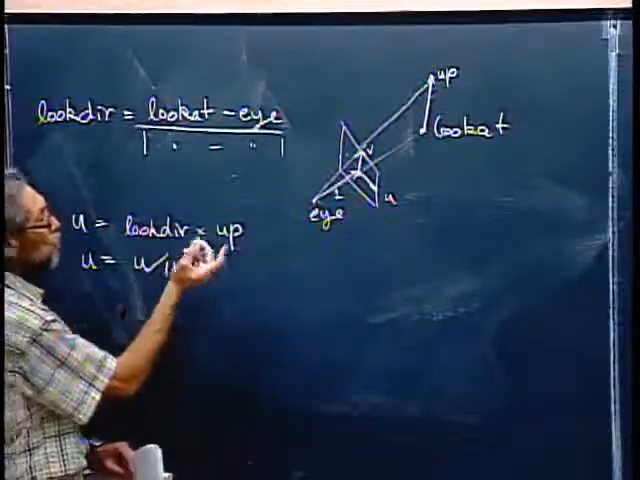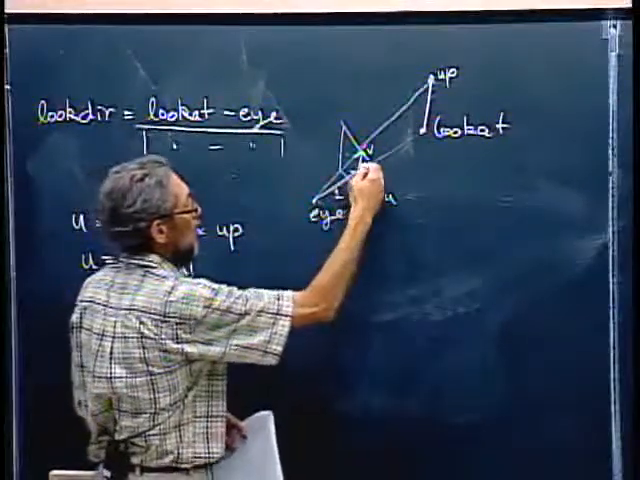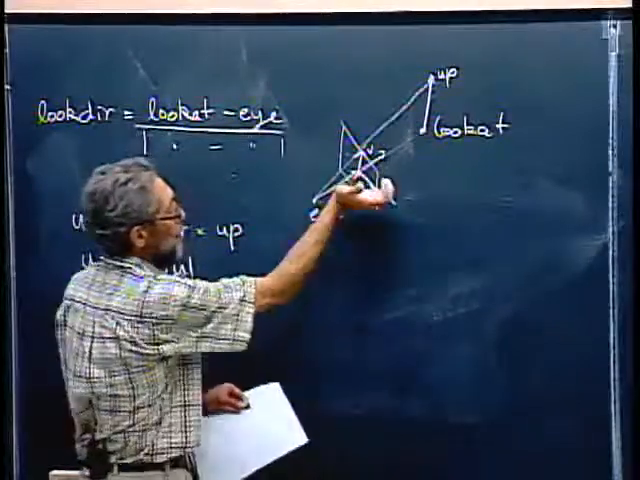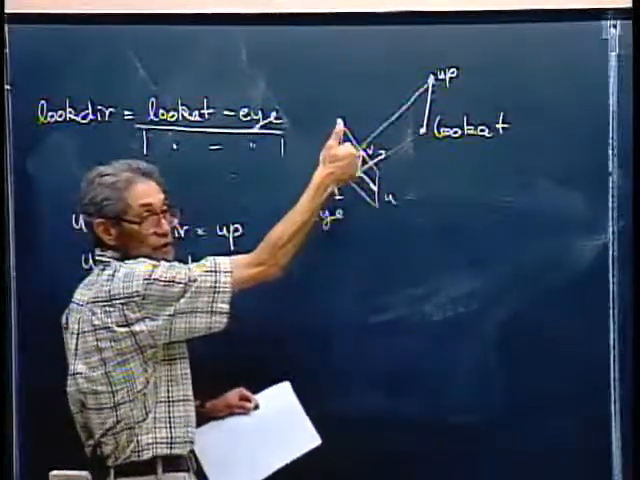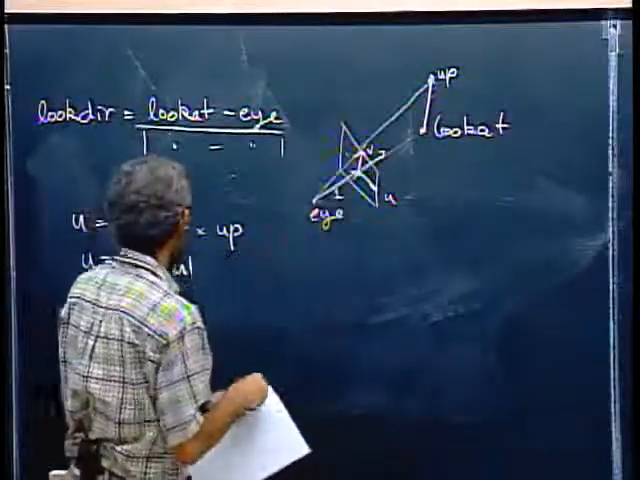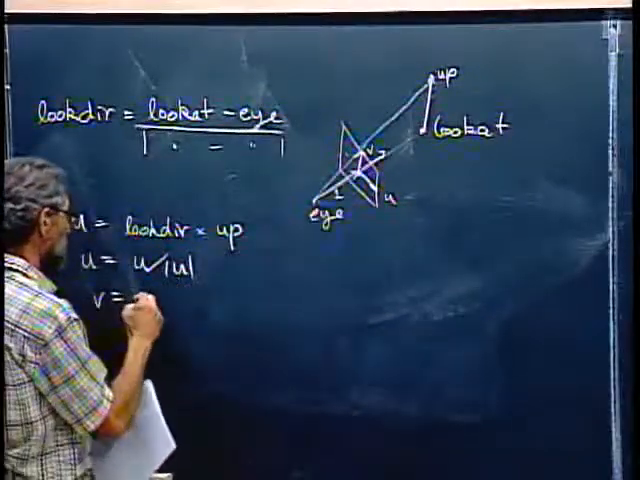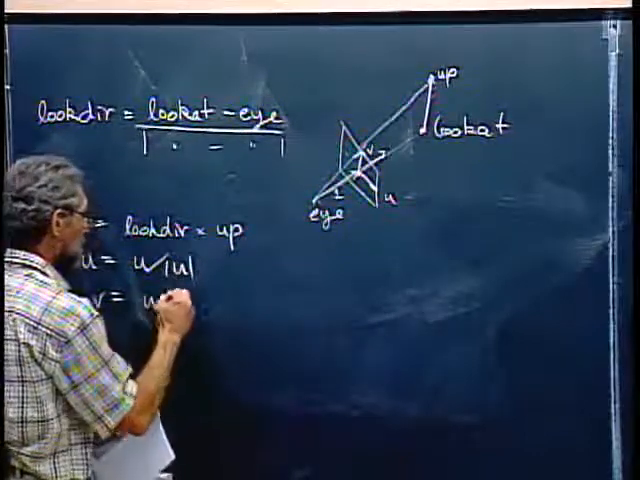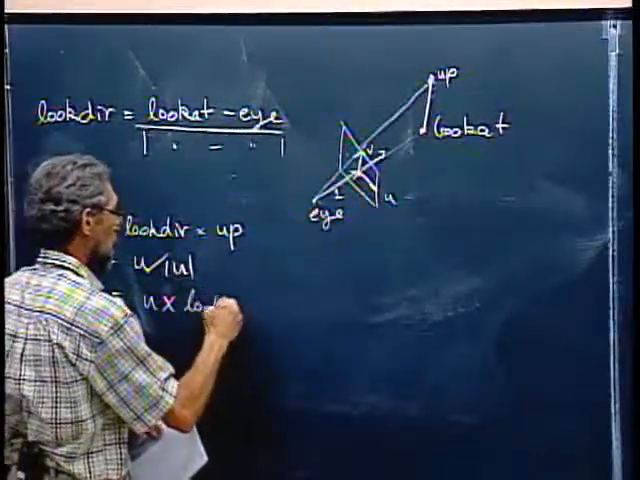And then we have the look at direction, which is now a normalized vector like that. And we've just normalized u. So that means the right-hand rule can give v as the cross product of u with the look direction.